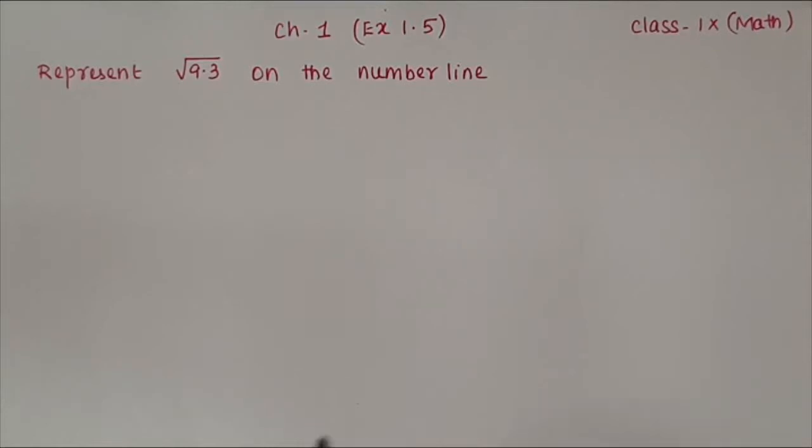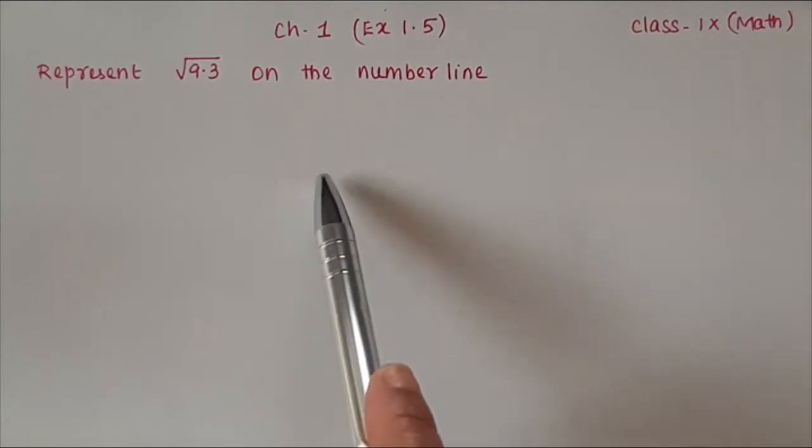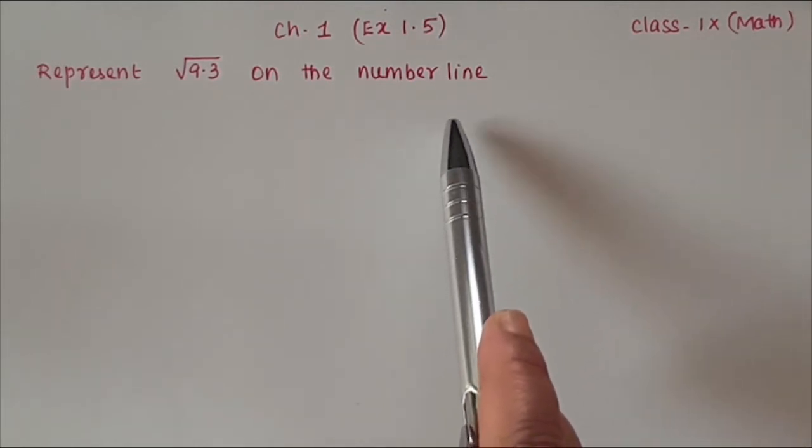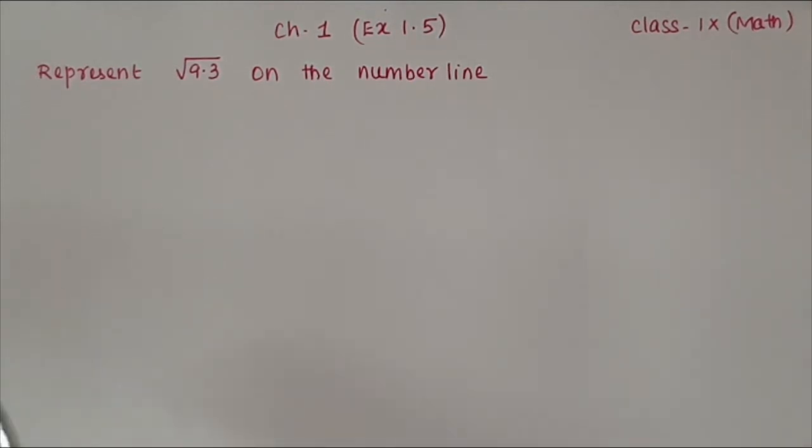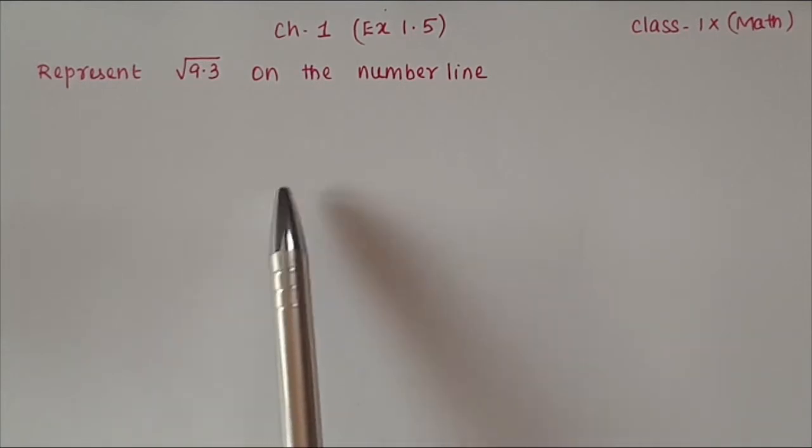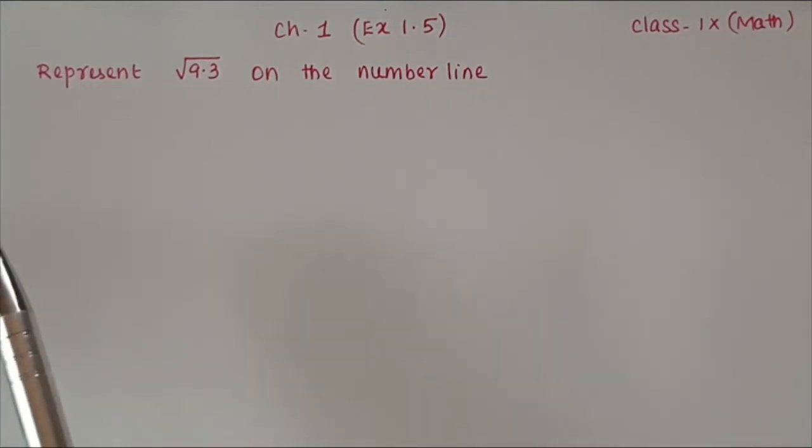Today we are going to discuss Class 9 Mathematics Chapter 1 Number System Exercise 1.5 Question number 4. Represent square root of 9.3 on the number line. We already discussed locating square root of 2, square root of 3, square root of 5 on the number line. So today we are going to discuss locating square root of 9.3 on the number line. Let's see how we plot square root of 9.3 on a number line.